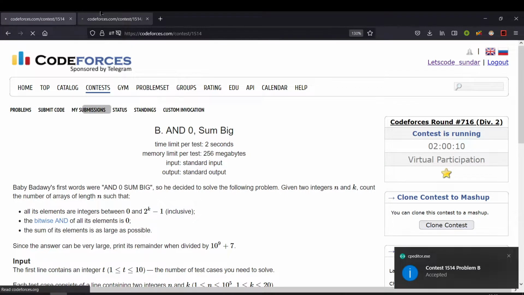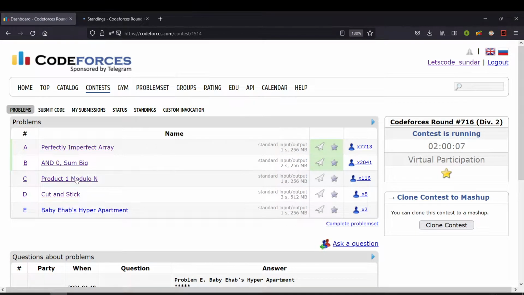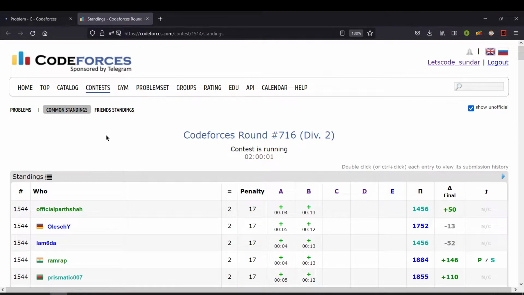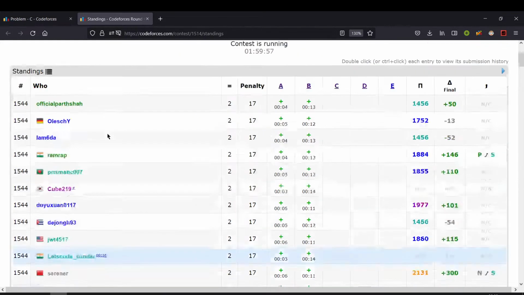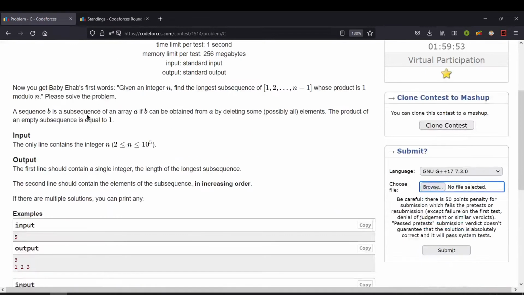What about the standings? Okay, so 116 people have done this problem. I think C was a pretty simple problem. I wasted a lot of time, maybe.